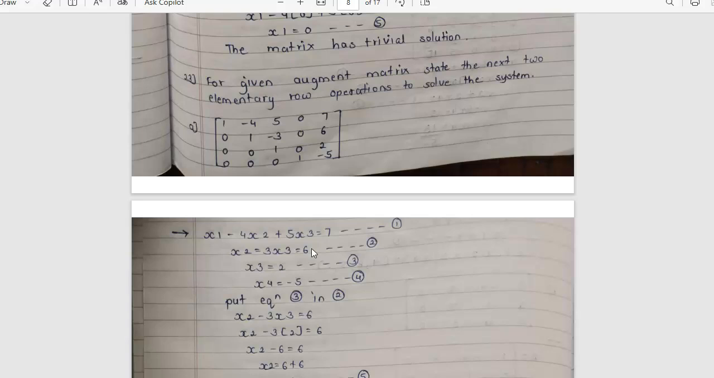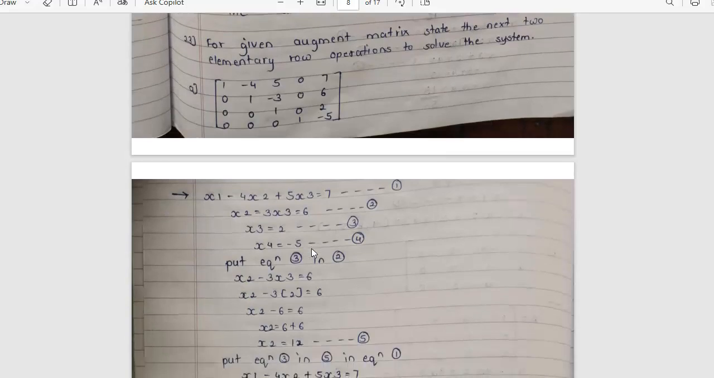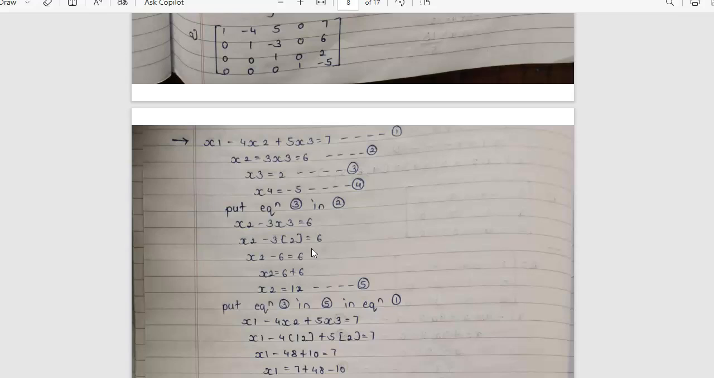For the given augmented matrix, state the next two elementary row operations to solve the system. So we are given this system of linear equations, and we have to convert the matrix form into equation form. The first equation is x1 minus 4 times x2 plus 5 times x3 equal to 7. Next, x2 minus 3 times x3 equal to 6. Then x3 equal to 2, that is equation number 3, and the last, equation number 4, is x4 equal to minus 5.